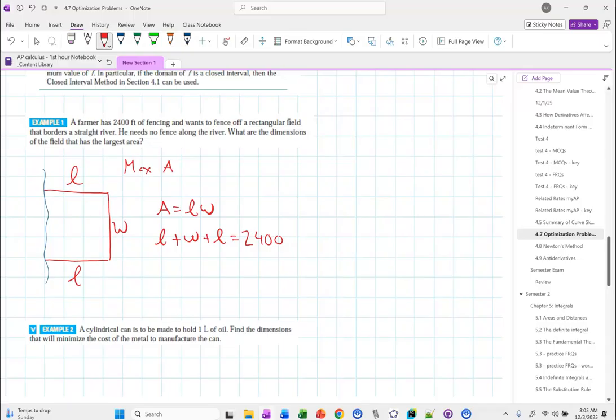So let's solve this for W, I guess, and then we'll substitute that in. It doesn't really matter, but so far so good. So now I have a function for area in terms of one variable. Before I proceed, I need to compute a domain for this function.